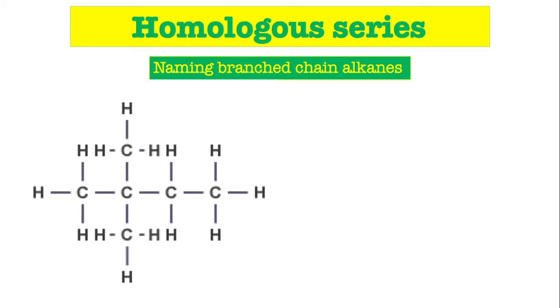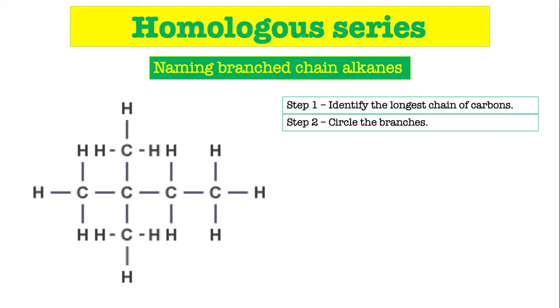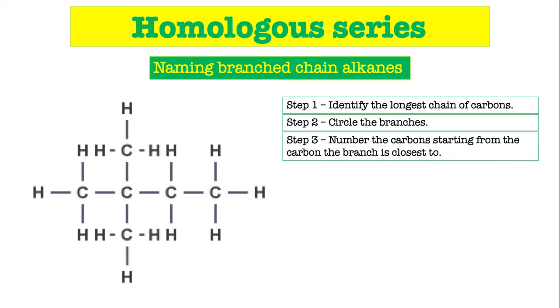Okay, so for this second example, I've gone for a compound that's got 2 branches. Alright, so the first step again is the exact same, identify the longest chain of carbons. So there's actually 3.